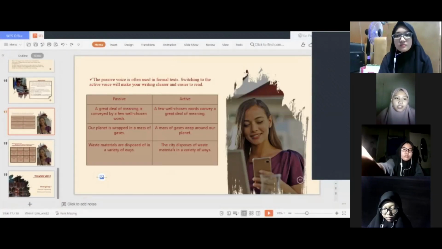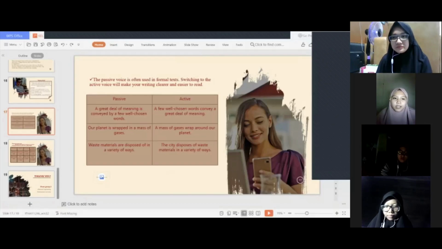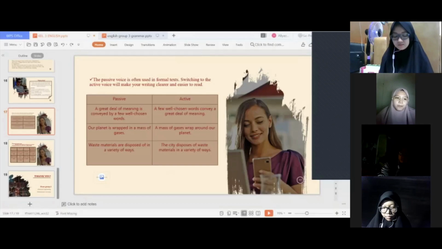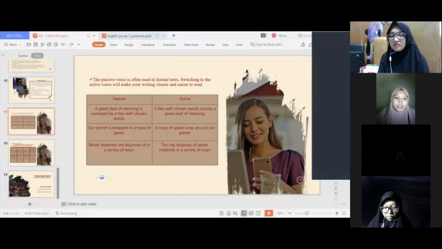The passive voice is often used in formal text. Switching to the active voice will make your writing clearer and easier to read. Untuk kalimat pasif ada, a great deal of meaning is conveyed by a few well-chosen words. Untuk kalimat aktif ada, a few well-chosen words convey a great deal of meaning.